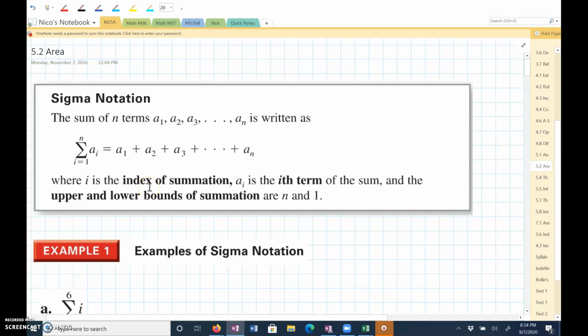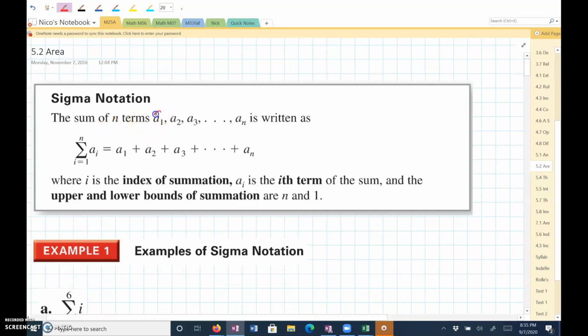5.2 area. We're going to start off with sigma notation. Some of you might be familiar with this, some of you might not. We're going to use this quite a bit for this lesson, so let's review it. Sigma notation, the sum of n terms.